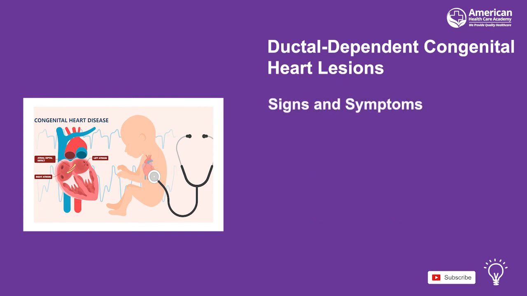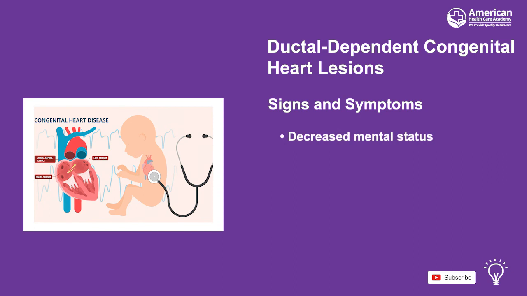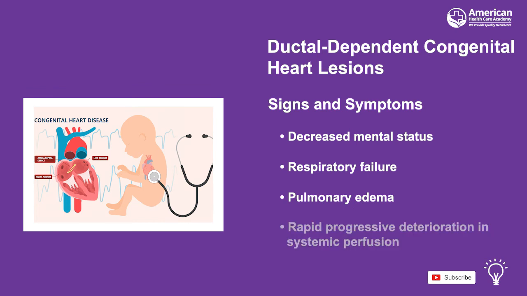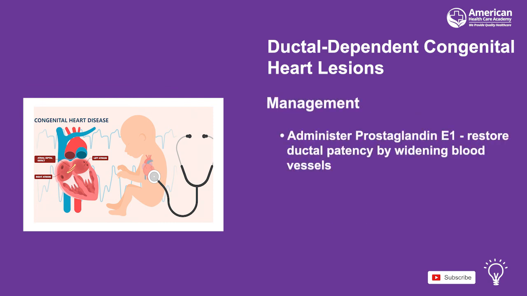Signs of ductal-dependent for systemic blood flow include congestive heart failure, preductal versus postductal differential blood pressure and differential cyanosis, absence of femoral pulses, decreased mental status, respiratory failure, pulmonary edema, and rapid progressive deterioration in systemic perfusion. To manage ductal-dependent lesions in children, administer prostaglandin E1, which restores ductal patency by widening the blood vessels.